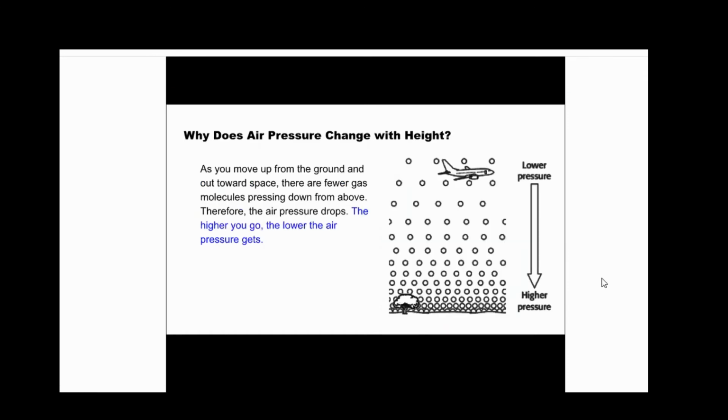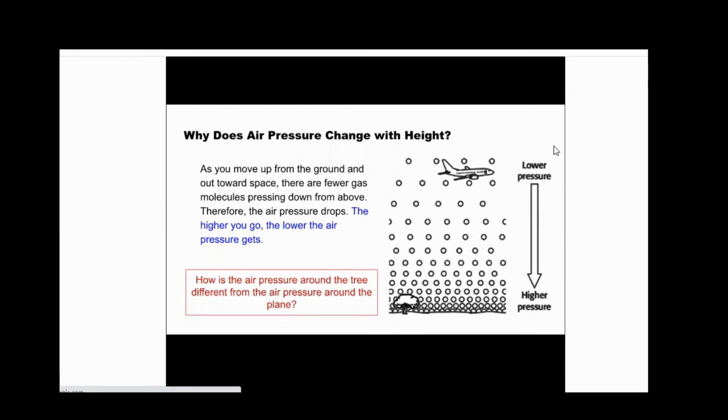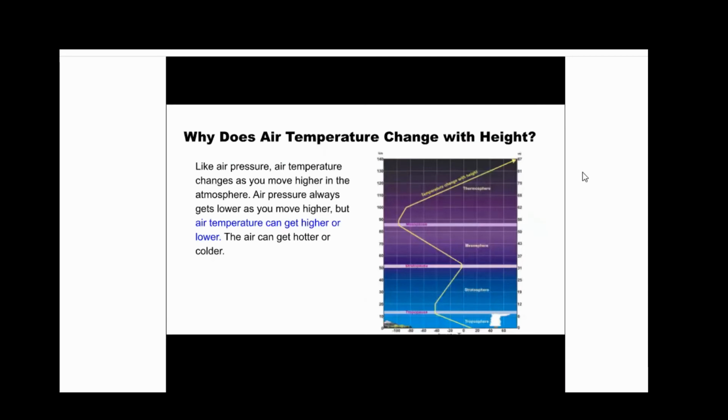All right, so the higher you go, the lower the pressure gets. So in this image here, try to take a look at it and explain what the difference is in the air pressure by the tree versus the air pressure by the plane.